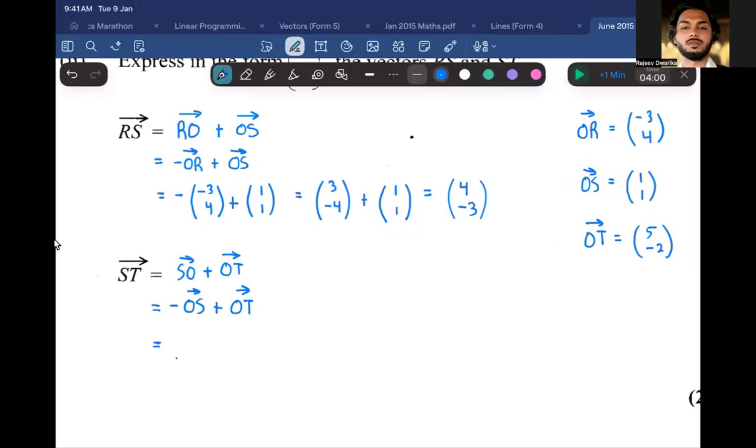Can you remind me what vector OS was? Please tell me the signs, if there are any. What was vector OS? It was 1, 1. Okay, no signs there, so it's really positive. And then what's vector O to T? 5 and negative 2. Yep, 5 and negative 2.